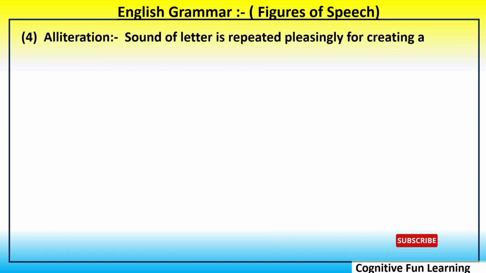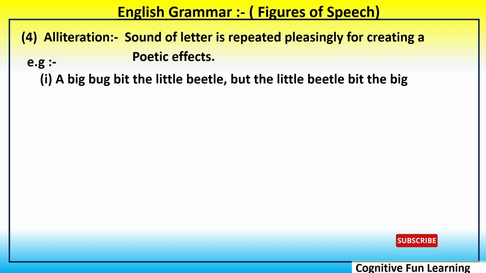Next one is alliteration. The sound of a letter is repeated pleasantly for creating a poetic effect. In this sentence, a big bug bit the little beetle, but the little beetle bit the big bug back. Here you can see the sound of letter B is repeated to create a better poetic effect. So this is an example of alliteration.